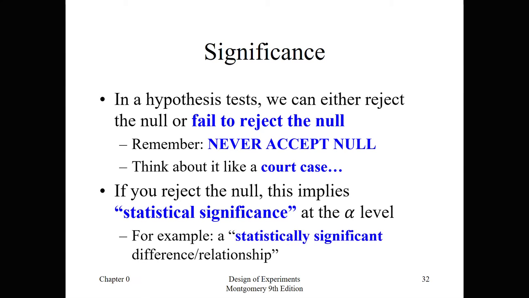So one example you might see this in is there was a statistically significant difference or relationship. And what ends up happening is that in applied research, people just say there was a significant relationship, and they kind of drop the statistically part of that. So there was a significant relationship, or there was a significant difference between a couple groups.